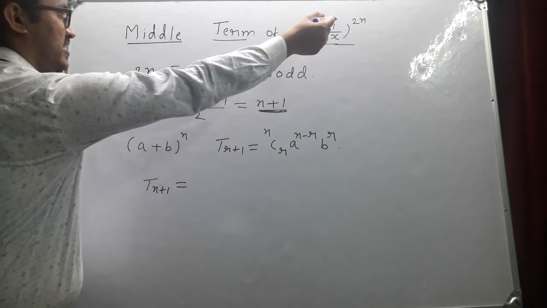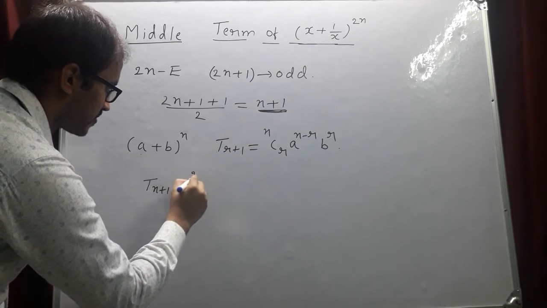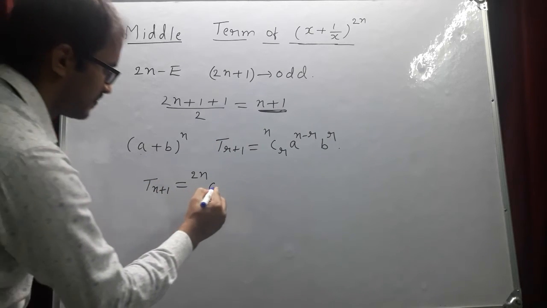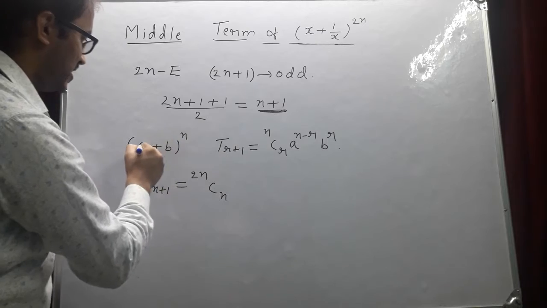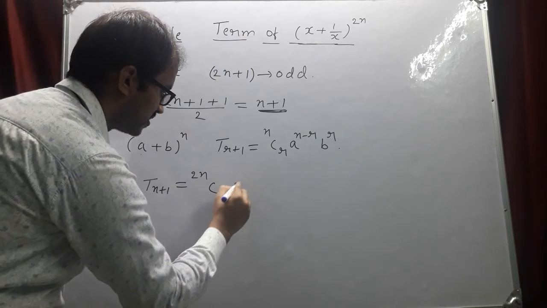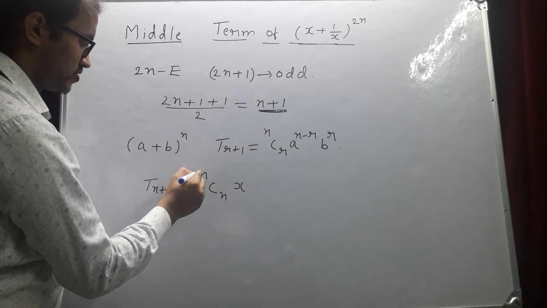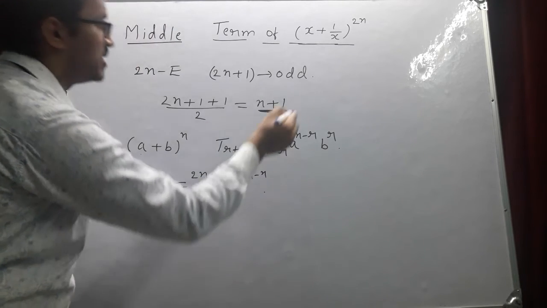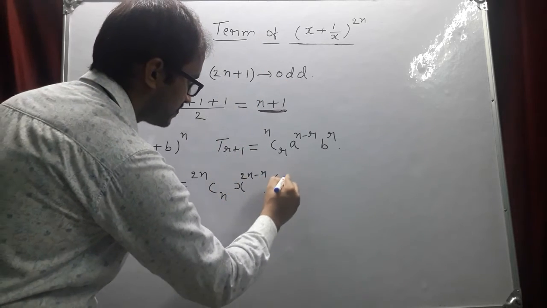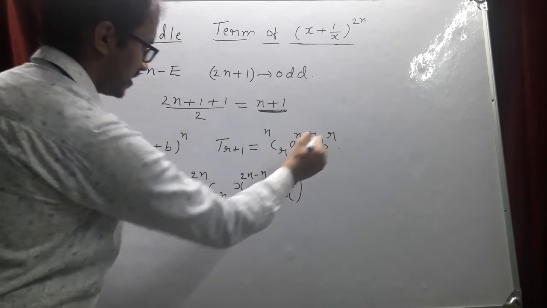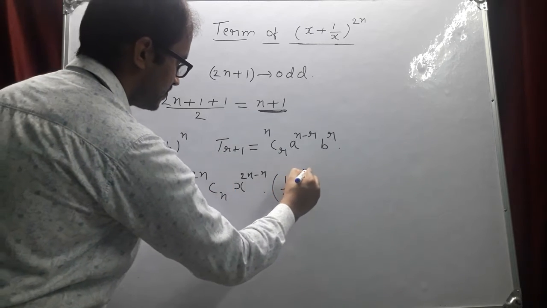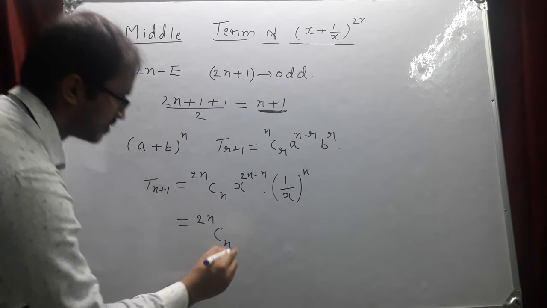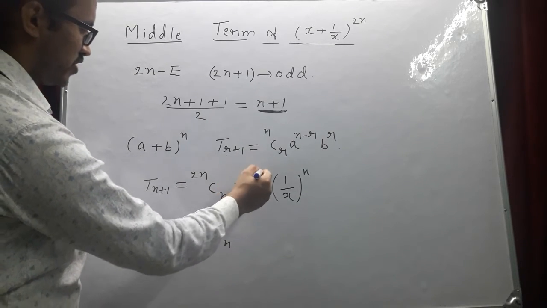in place of n, the index is how much here? 2n. C. In place of r we have n. A means x power (n minus r), so here 2n minus n, into b. The b value is 1 by x power r. r means how much here? n. So that is equal to 2nCn, x power (2n minus n).